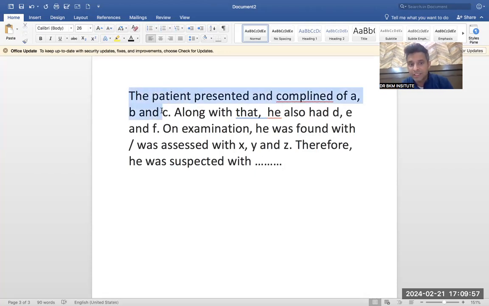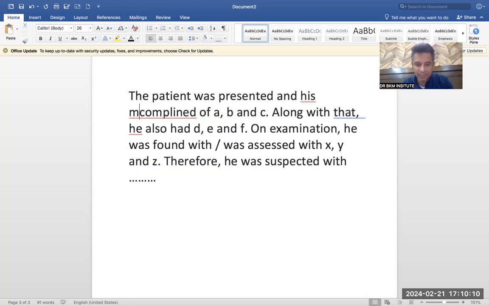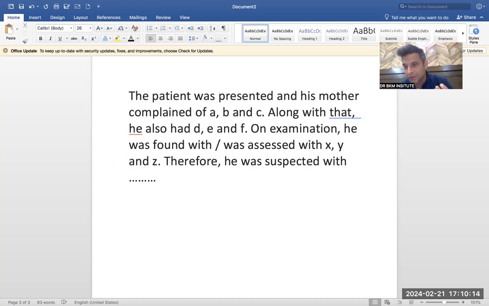So only the first line, symptoms, is an active voice because the patient comes by himself, complains by himself. But if it is a small child, the patient was presented and his mother complained of, because a small child of 2 years will not complain by himself. So his mother complained. That would be given. You don't have to create anything from yourself. Mother came and she complained of. So the patient was presented and his mother complained of.